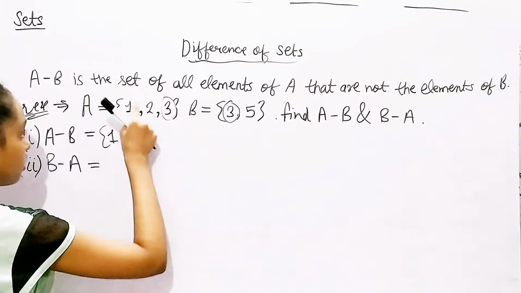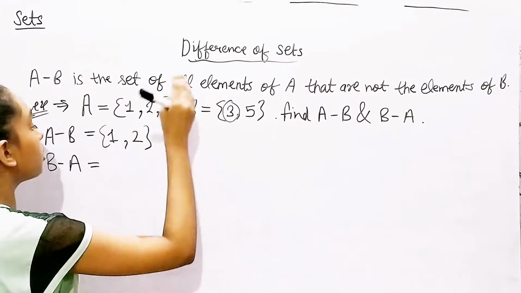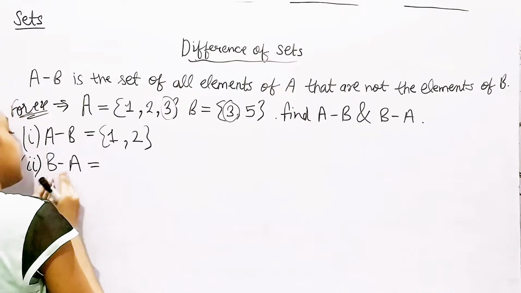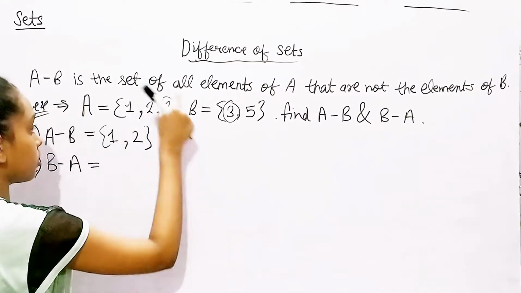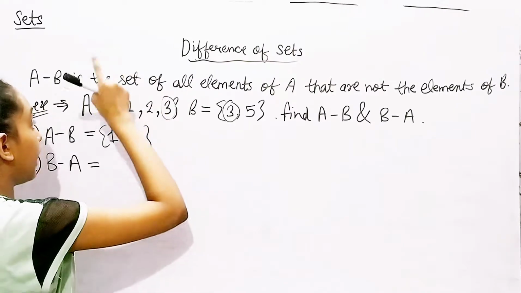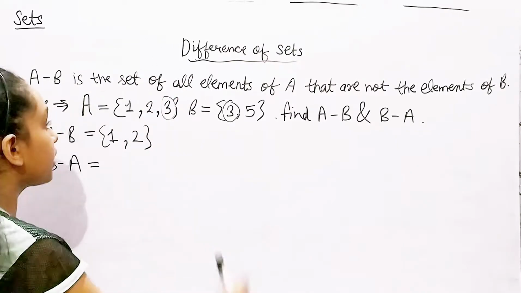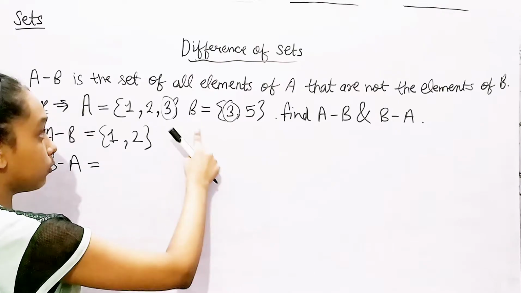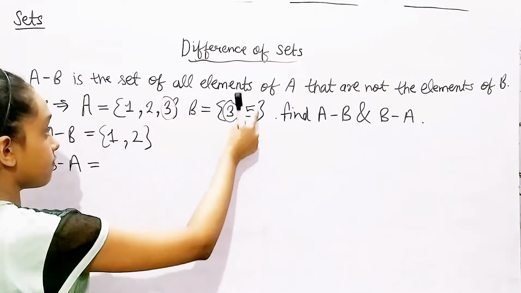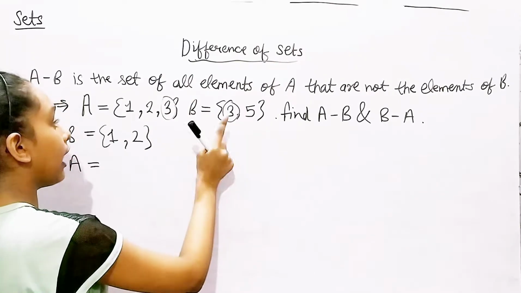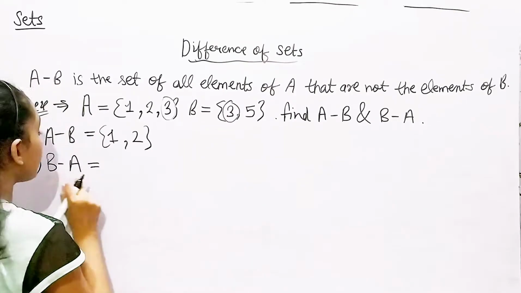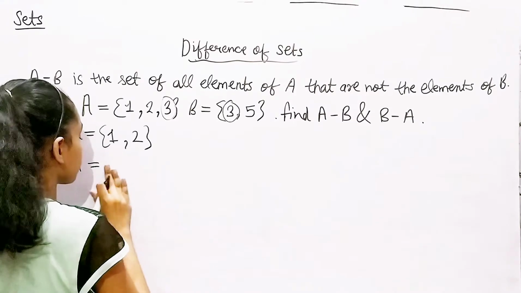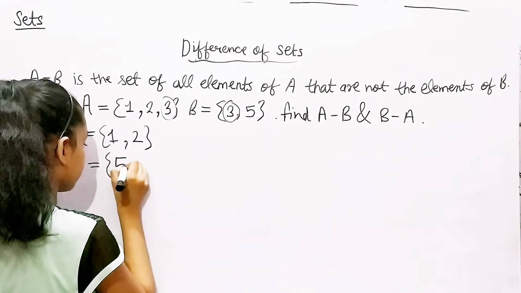Because 1, 2, 3 will not be considered, because we're finding the difference of set B and set A. So B minus A means removing A from B. In set B we have 2 elements, 3 and 5, and 3 is common, so what I will write is only 5. So B minus A is equal to the element only 5.